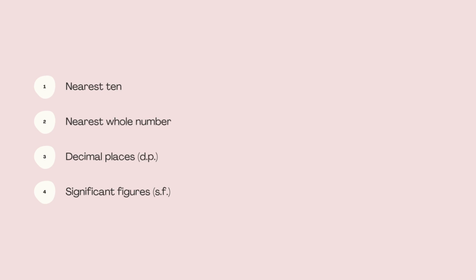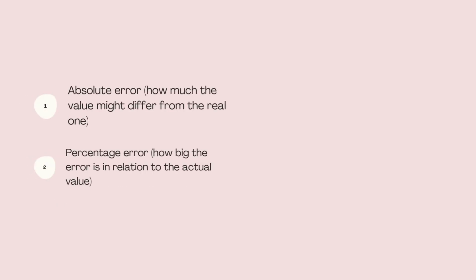In IB math, we deal with different ways of rounding numbers. You need to be familiar with nearest 10, nearest whole number, decimal places, significant figures. Rounding helps us simplify numbers, but it also introduces errors. That's why we also learn to calculate absolute error, so how much the value might differ from the real one, and percentage error, how big the error is in relation to the actual value.